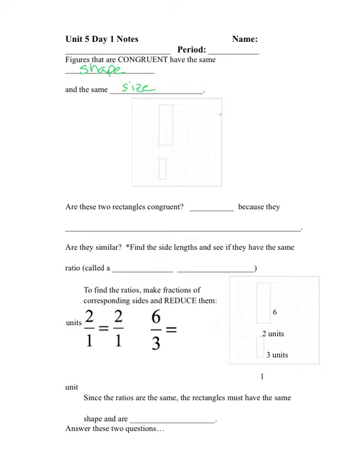So look at these rectangles. Are they congruent? Well, we can see that this rectangle is 6 units long, and this one is 3. So they are not congruent because they are not the same size. Are they similar? That's a really good question.